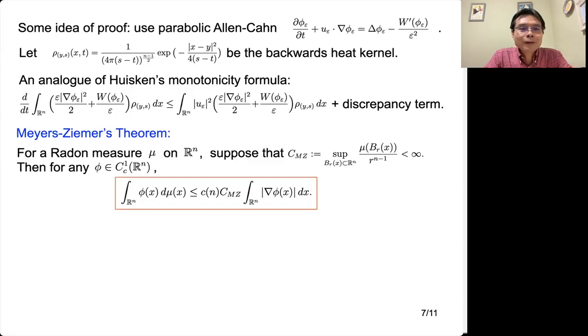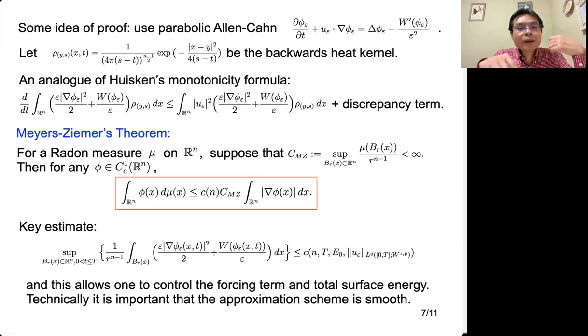Anyway, I take advantage of this, and the important part of this theorem was to get this bound with respect to the so-called diffused surface energy. For this Allen-Cahn equation, there is a natural surface energy associated with it. It's like a Modica-Mortola energy here.